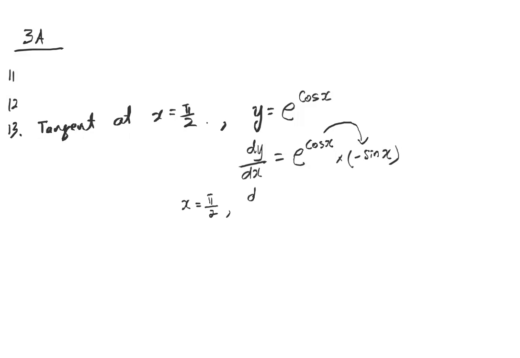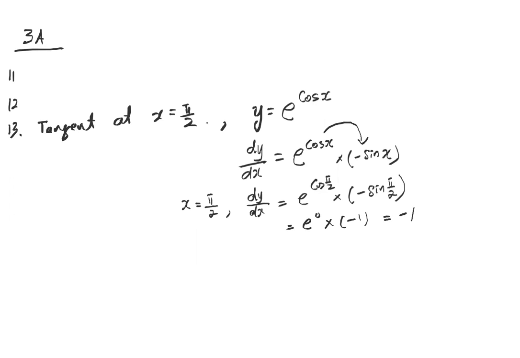So your dy/dx will be, we know that cos pi by 2 is 0. Sin pi by 2 is 1. So all these, everyone must have it in hand, so that you don't have to key into the calculator. So e to the power of 0 times negative 1. So the answer is negative 1 for the gradient, correct?